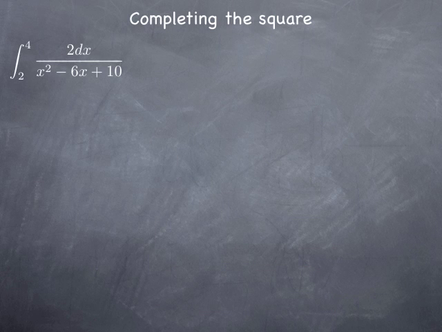Let's do another one, just to make sure that we got this. This time it's a definite integral from 2 to 4 of the function 2 over x squared minus 6x plus 10. Again, it's not clear what to do here to find an antiderivative of this function, but we can try to simplify that, completing the square.